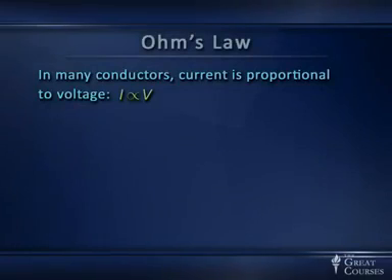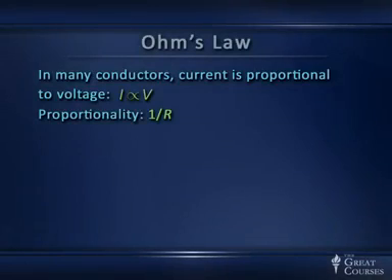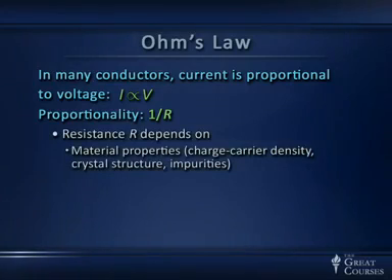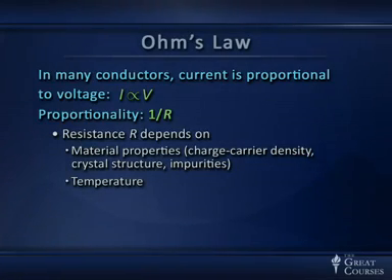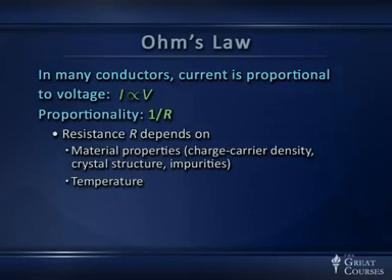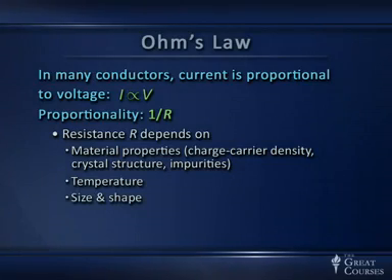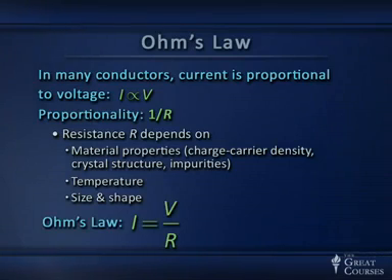So in many conductors, current is proportional to voltage. The proportionality is this property of the conductor called its resistance. It's how much it impedes the flow of current. The resistance R depends on the material properties, like the density of electrons in it, like the crystal structure, like the presence of impurities. It depends on temperature. Usually as the temperature goes up for metals, the resistance also goes up. It depends on the size and shape of the conductor. And all of that, though, put together, give you this simple relationship between current and voltage. And you can think of the voltage as kind of a push, it's energy per charge. It's kind of a push trying to push current through a resistance R.